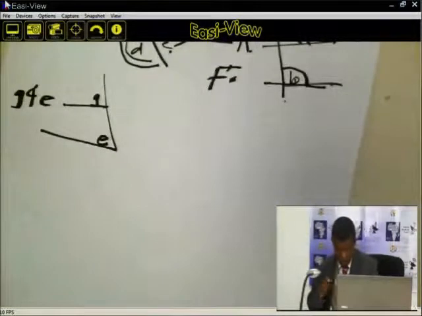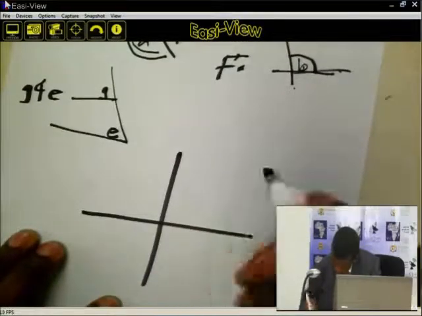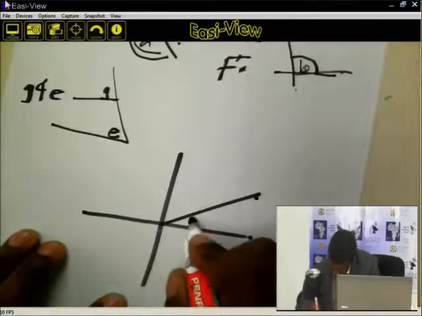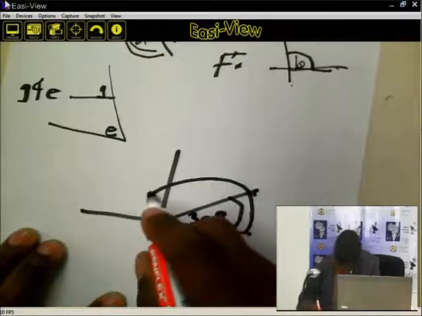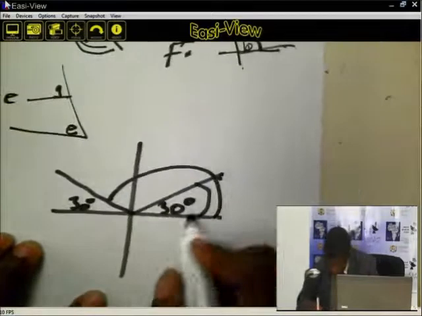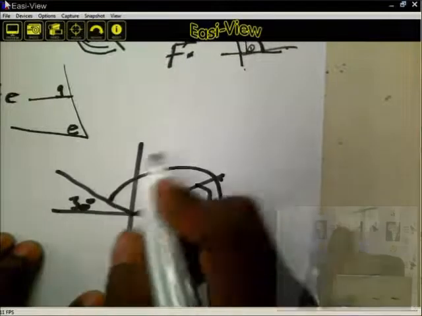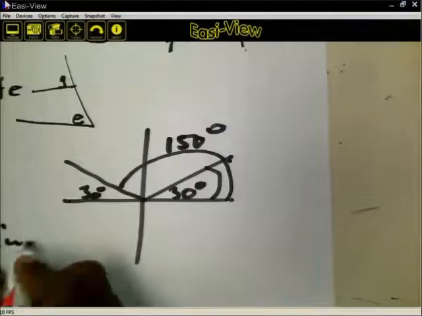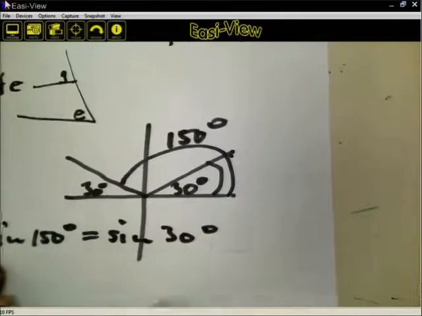And you also apply your CAST rule. Also apply, when you have theta here, let's say 30 degrees. If you move this way and you have the same theta here, 30 degrees, the sine of this, now this will be 180 minus 30, which is 150 degrees. The sine of 150 degrees is equal to the sine of 30.